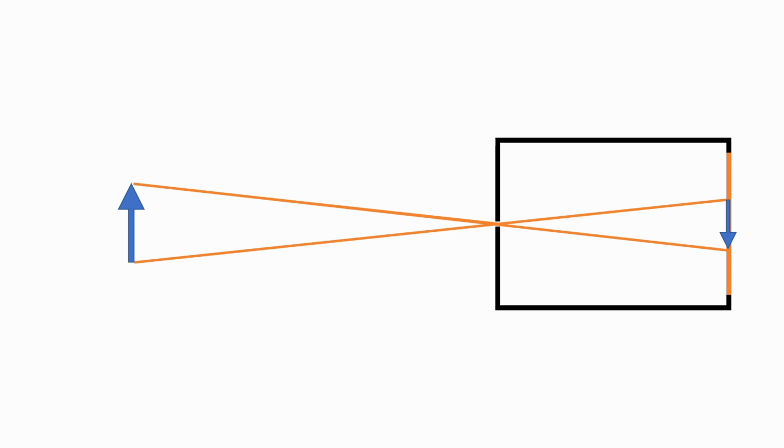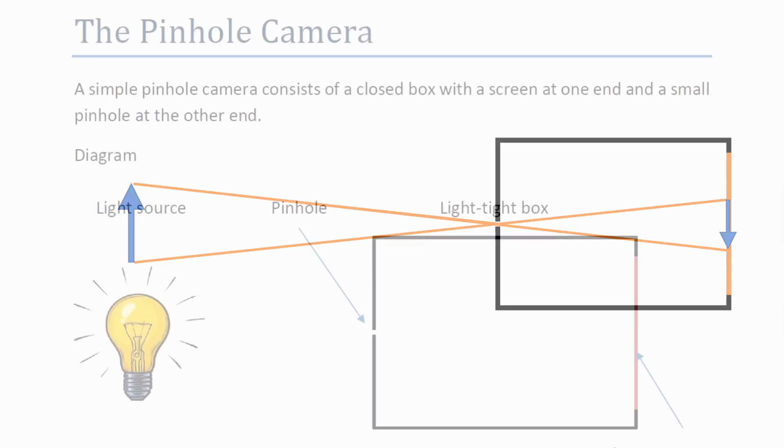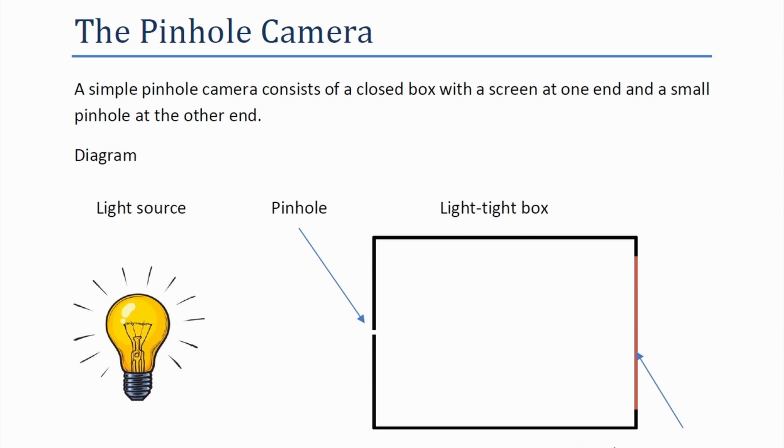The image that's produced is the same shape as the original arrow. In this case it's a bit smaller, but it is inverted, it's upside down. We use an arrow because it's very easy to see, is it upside down or is it the right way up? You can draw this diagram into your notes.